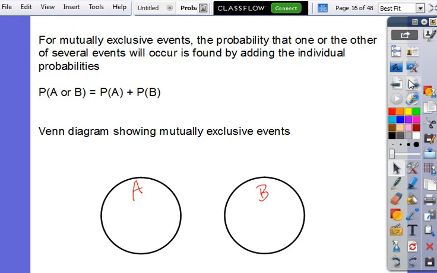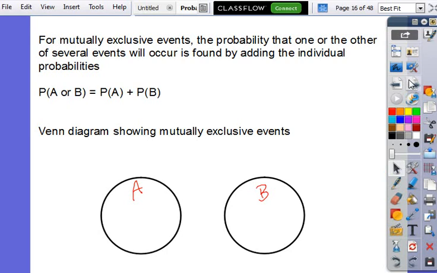All right, mutually exclusive, again, means it cannot happen at the same time. What you're going to do on mutually exclusive, if it says A or B like it does here, you're going to find the probability of A, find the probability of B, and add the two things together. The Venn diagram down here is just showing what it would look like.